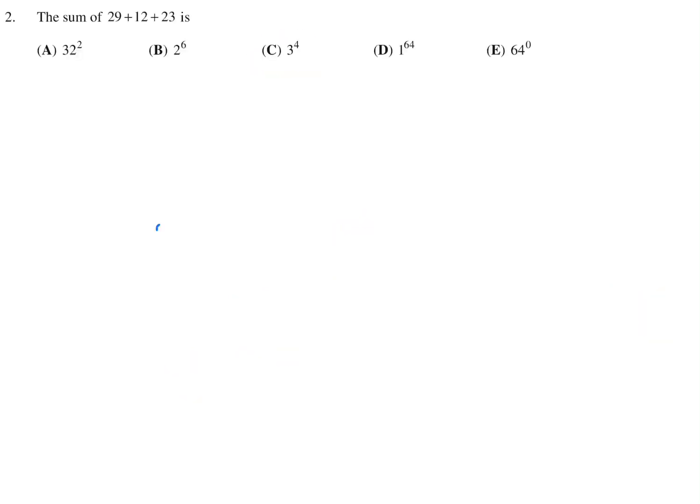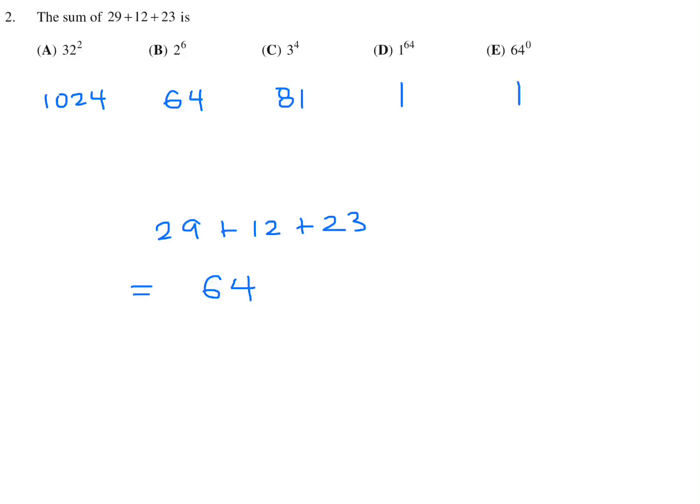The sum of 29 plus 12 plus 23 is. This is equal to 64, but 64 is not one of the answers. So you have to figure out which one of these is 64. Well, 32 squared is 1024, 2 to the power of 6 is 64, 3 to the power of 4 is 81, 1 to the power of 64 is 1, and 64 to the power of 0 is 1. So the answer, of course, is B.